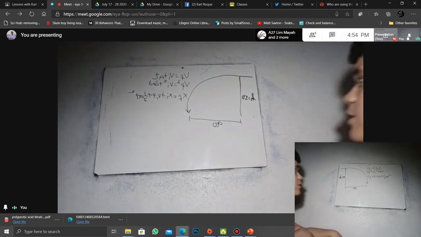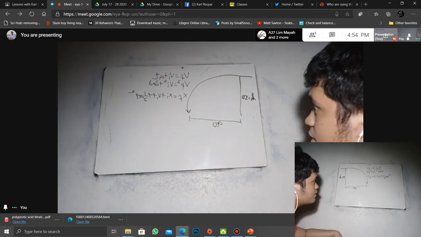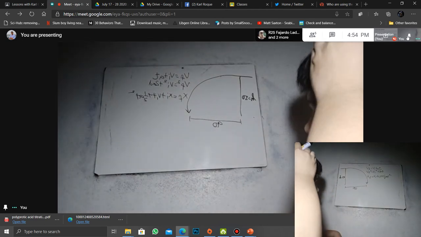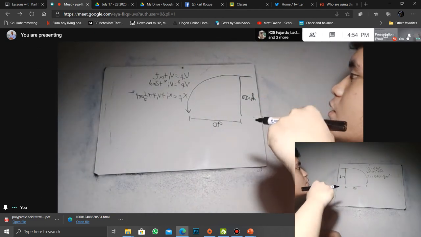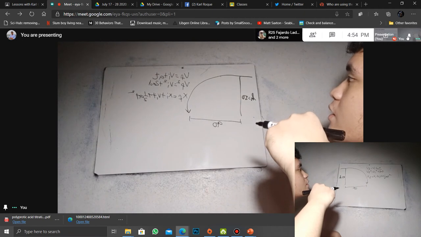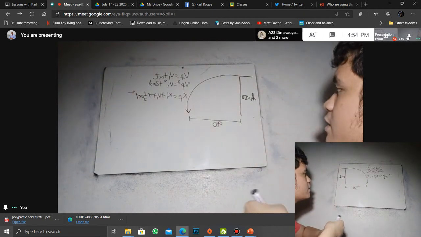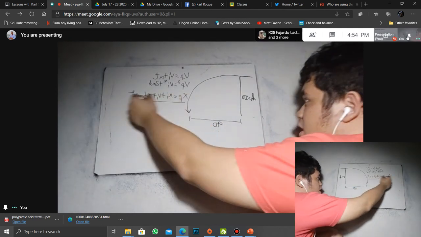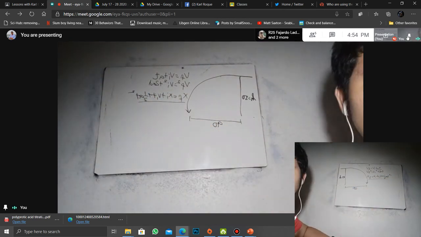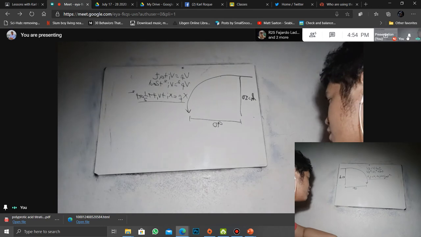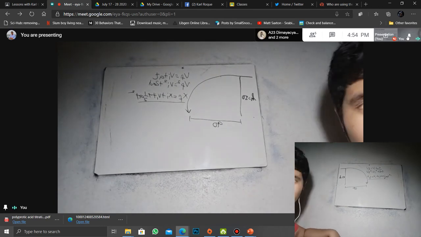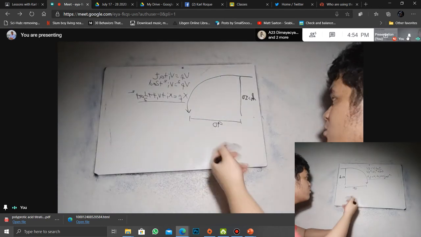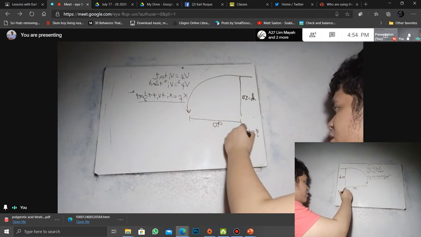Ako, if I were to do this, I would use, wait, let's see. Okay, sige. I will use this. Bakit? Kasi, take note, dahil launch horizontally siya, wala siyang initial velocity sa y. Let's look at the y component muna. So, look at what I'm doing.